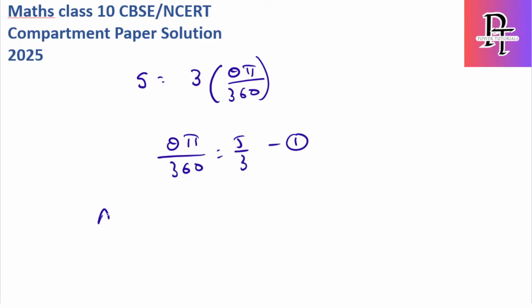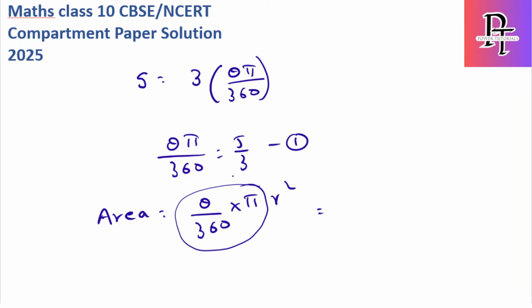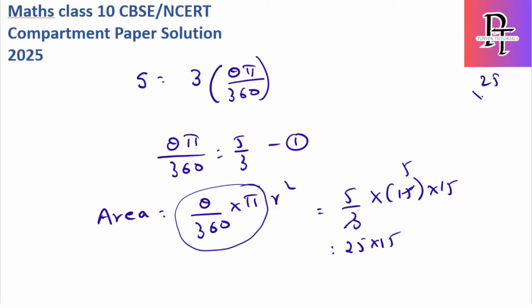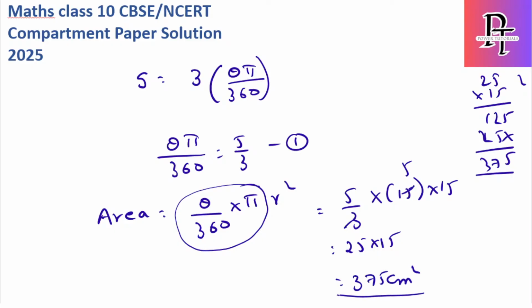Keep it as that. Now let's find the area of the sector. Area of sector formula is theta by 360 into pi r square. So theta by 360 into pi, I can just replace as 5 by 3. R value is 15, so 15 into 15. 3 ones are 3, 3 5s are 15. Hence the area value is 25 into 15. Let's multiply those. 5 5s are 25, 2, 5 2s are 10, 11, 12, 1 5 is 5, 1 2 is 2, so it becomes 375. So the area of the sector is 375 centimeters square.